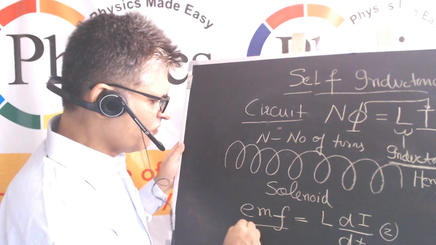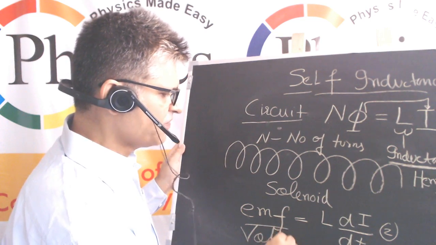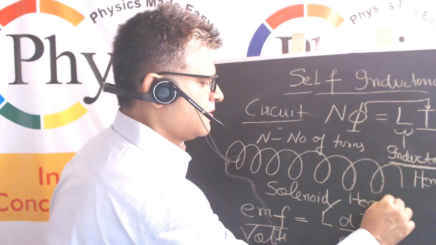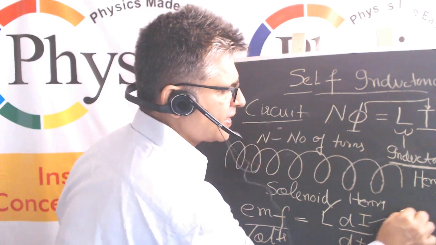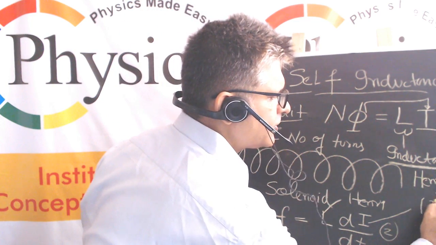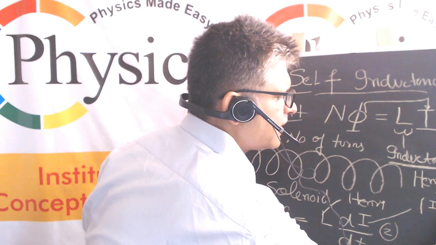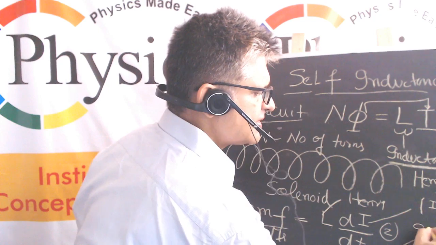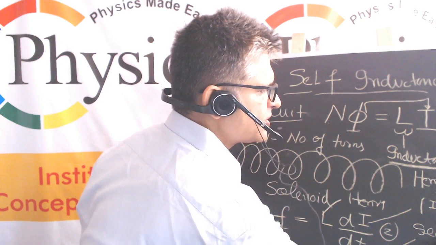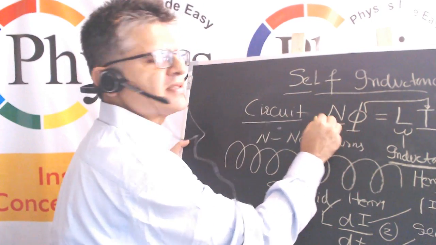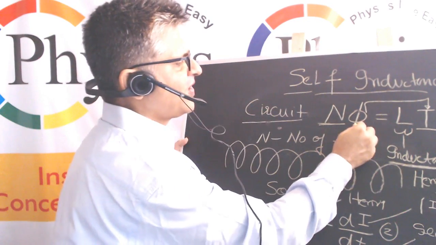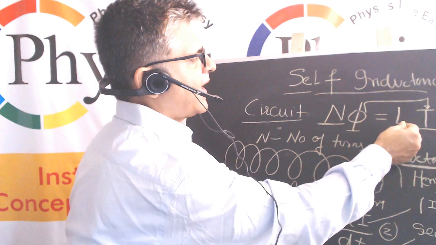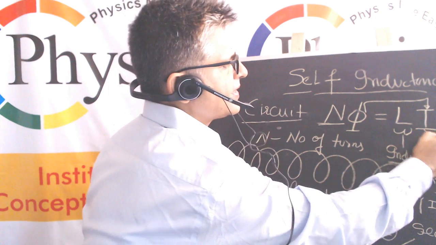This is in volts, obviously. This is in Henry. Change of current, which is maybe I2 minus I1, is in amperes, and dt is in seconds. Okay, so this is one expression. This is the number of turns, it is dimensionless. Flux is in Webers, and L is in Henry, and I is again current.